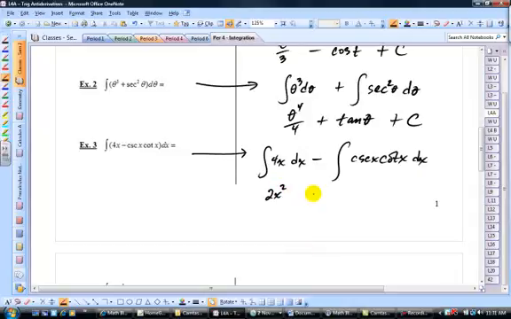Okay, now on the next one, we're going to integrate cosecant x cotangent x. We're looking for a function whose derivative is sitting right there. What function has the derivative of cosecant x cotangent x?